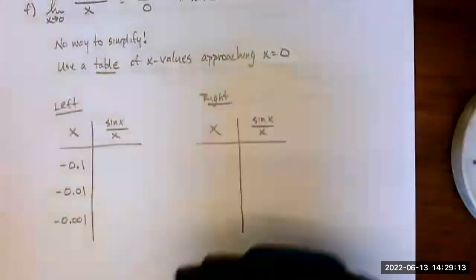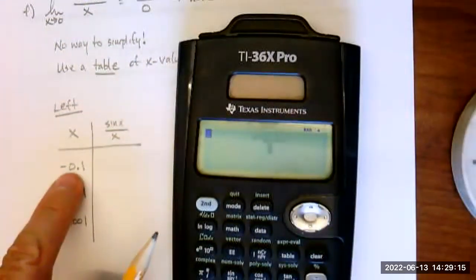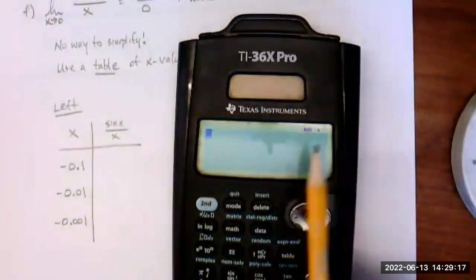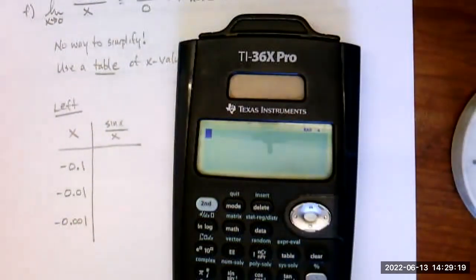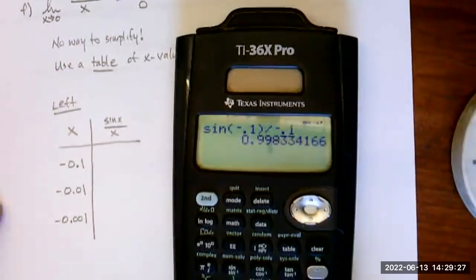And this is really going to show us a good progression. I'm going to grab my calculator and just plug them in. Make sure you're in radians when you do this. So we got the sine of negative 0.1 divided by negative 0.1. Something like that.